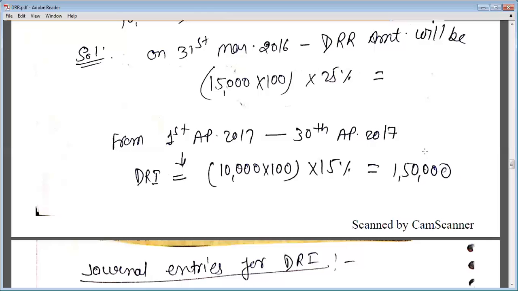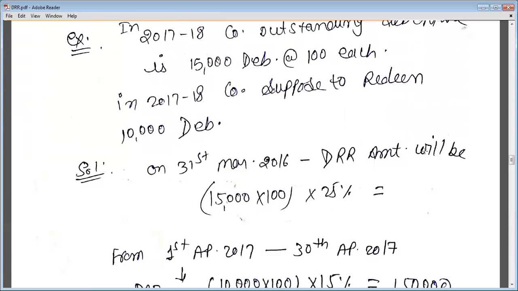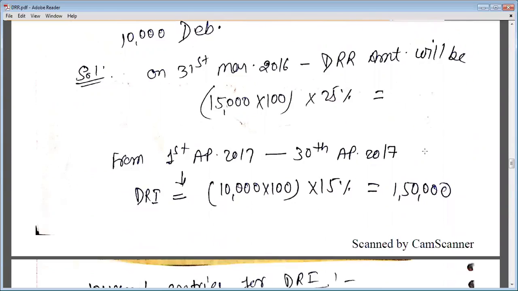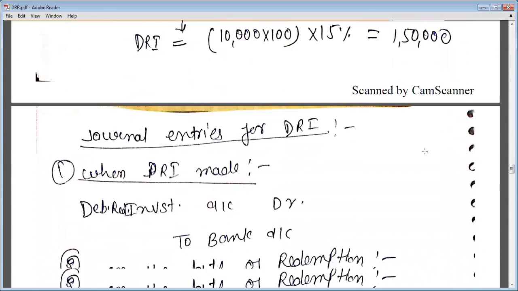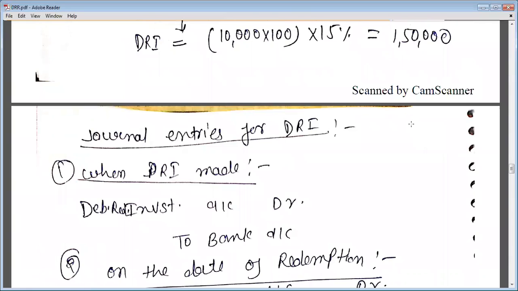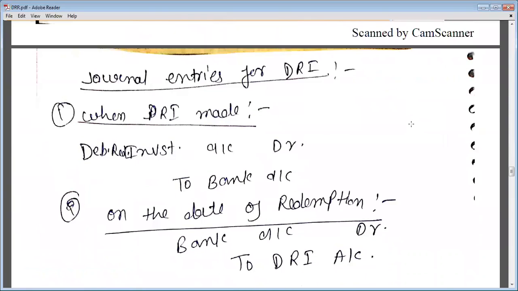If you are able to do so, then only you can redeem these shares. Otherwise, you cannot redeem these debentures. Okay. So let's see what entries will be made in the case of DRI.